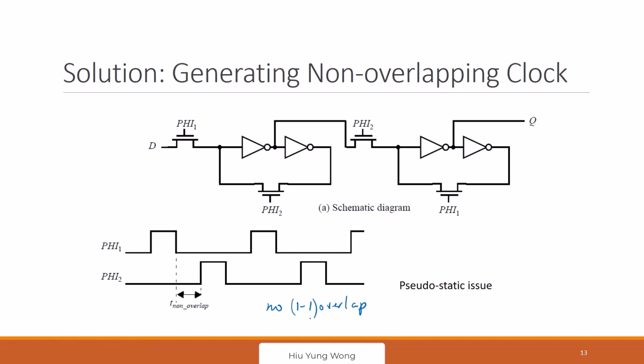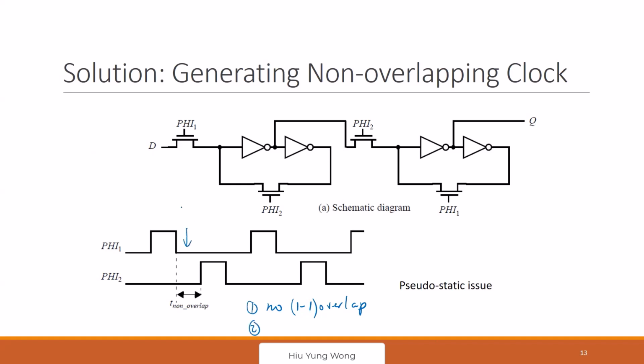But for this circuit, it's okay, right? Not really okay. I will tell you why it's not 100% okay. But with no 1-1 overlap, I don't have the competing issue of both turning on, and the D also won't go to the Q directly. But what is the problem of 0-0 overlap, right?